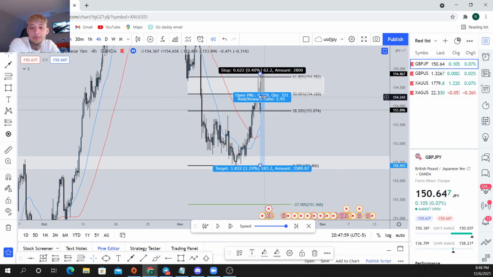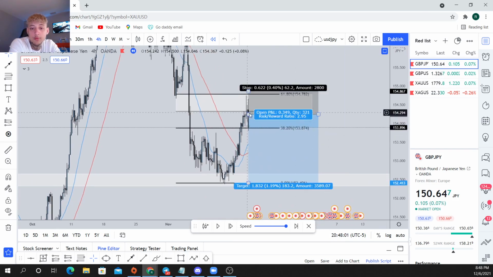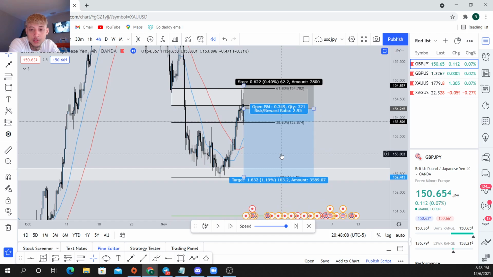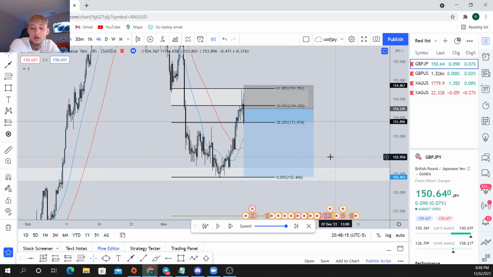Now, again, if we were to enter off that double top, we're looking at a 3-to-1 risk reward ratio, just about a 2.95 risk reward ratio, meaning every $100 that we're risking, we're looking to gain almost $300, $295, because our first target is going to be the 0.